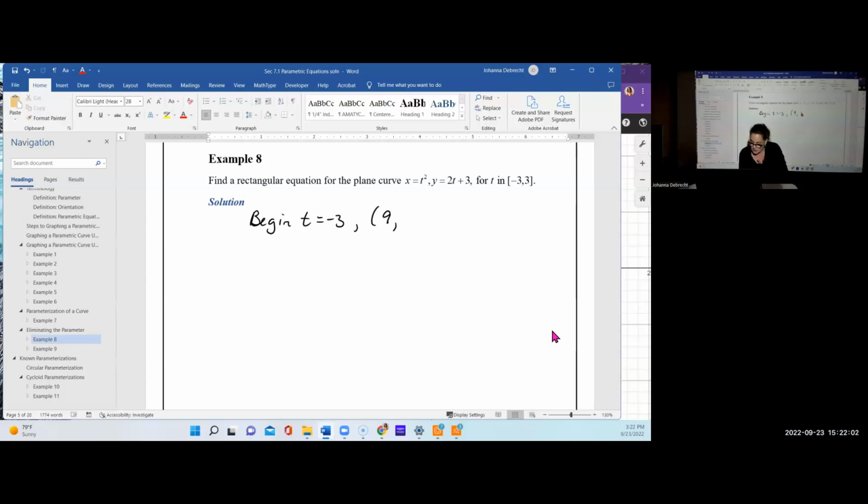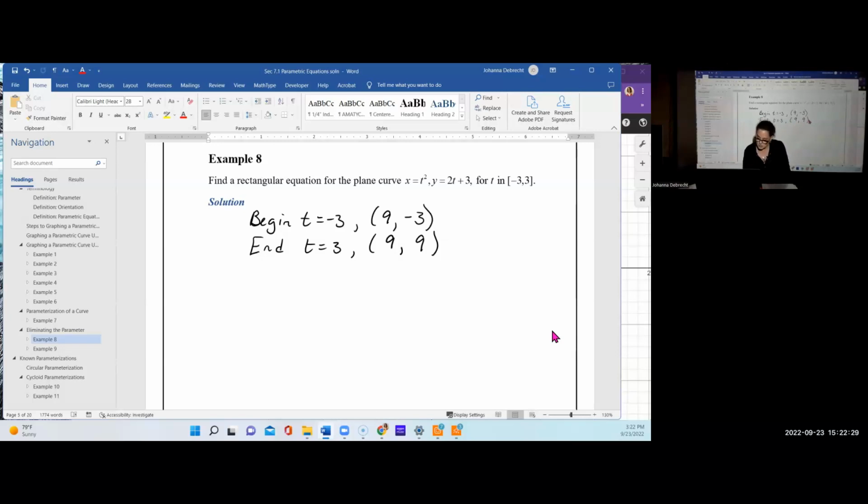let's see, that would be -6 plus 3 is -3. 9, -3, and it will end when t is equal to 3, which would be at the ordered pair 9, 6 plus 3 would give me 9. So it ends up there. So whatever this curve looks like, this is where it starts and this is where it stops. So this is the orientation part of it.